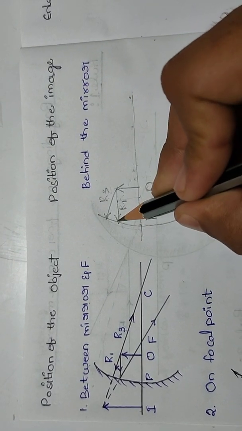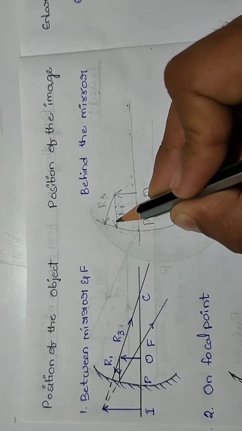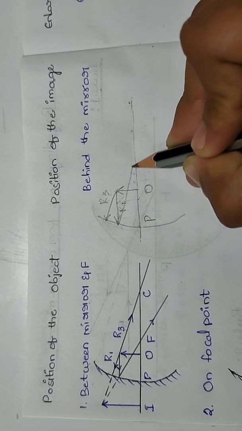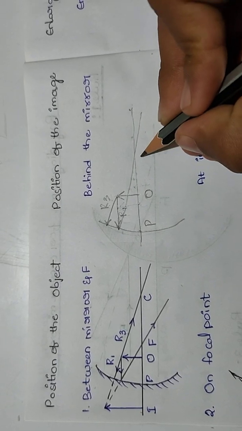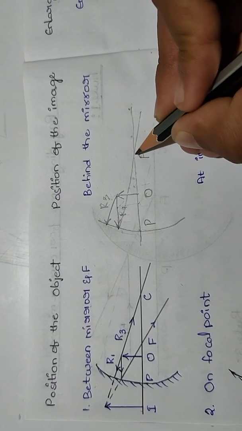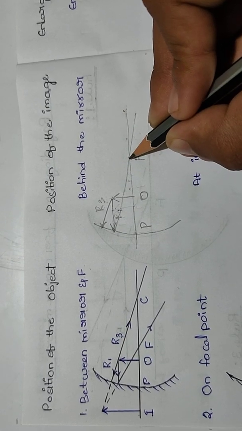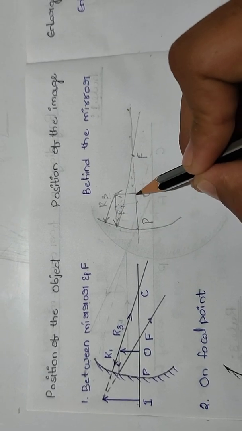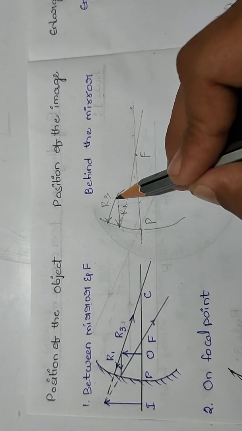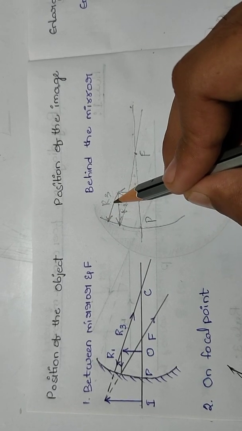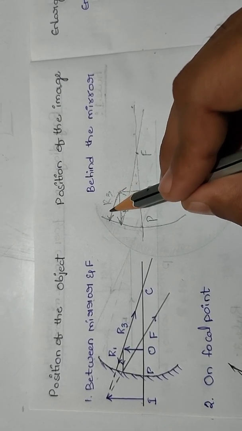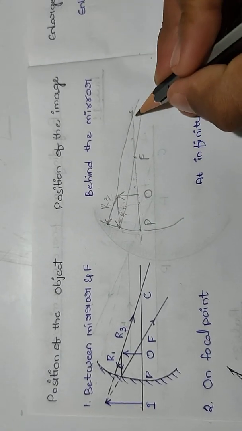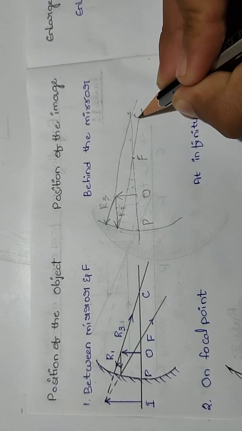Now I have to draw the reflected rays. If the incident ray strikes the mirror at this point, it would reflect back in the same medium. Here it would pass through the focal point, because the incident ray is parallel to the principal axis. Now for this other ray, I'll draw the reflected ray. It passes in such a direction that it passes through the center of curvature C.